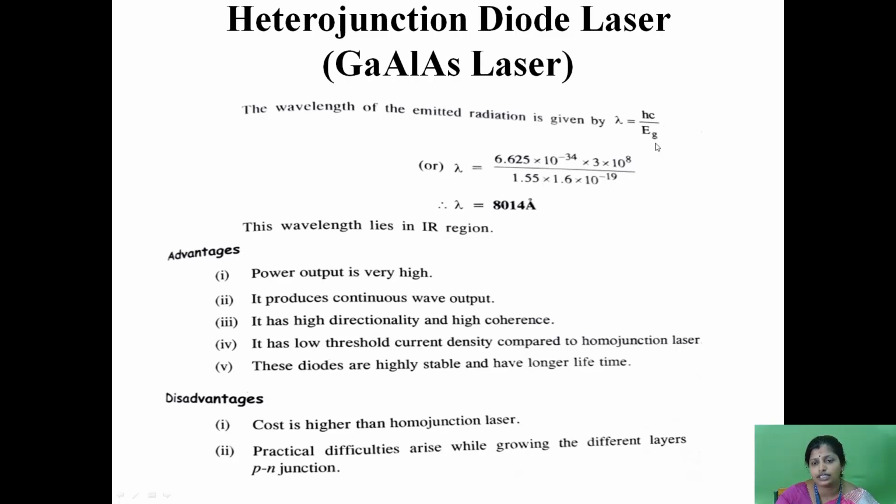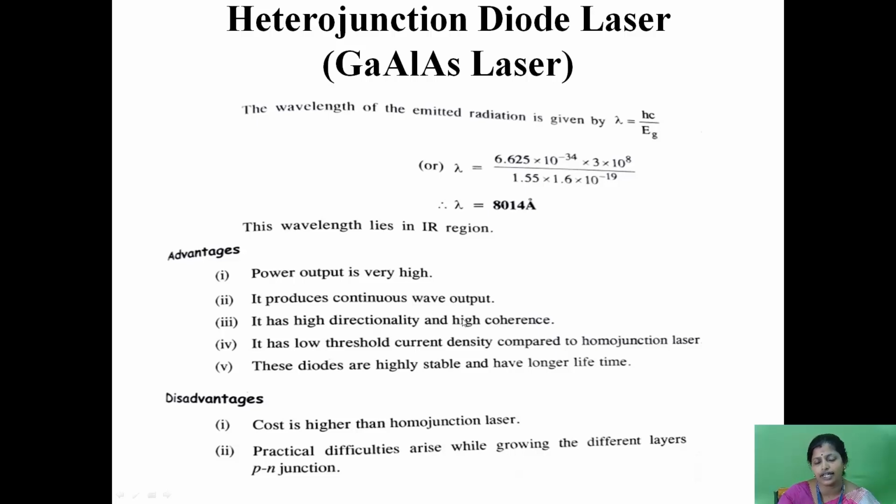Lambda equals hc by Eg, where h and c are constants. Eg is 1.55 into 1 electron volt, which is 1.6 times 10 power minus 19. You have to simplify this value. The wavelength of the emitted laser beam is 8014 Angstrom, which is in the nearby infrared region.